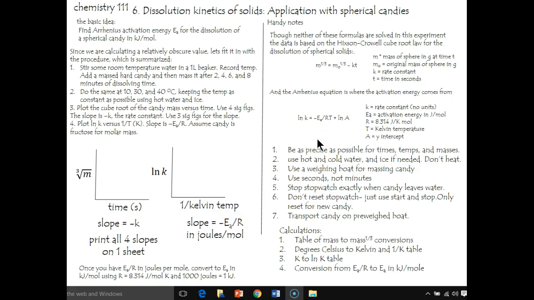Here are some handy hints in order to get good numbers. I would think that the most common source of error in here would be either you messed up your calculations, and that's why I'm trying to help you with them here, show you some details, or you just weren't precise enough when you did your measurements. So here we go. Be as precise as possible for the times, which I think you could probably think of some strategies for making that as accurate as possible.